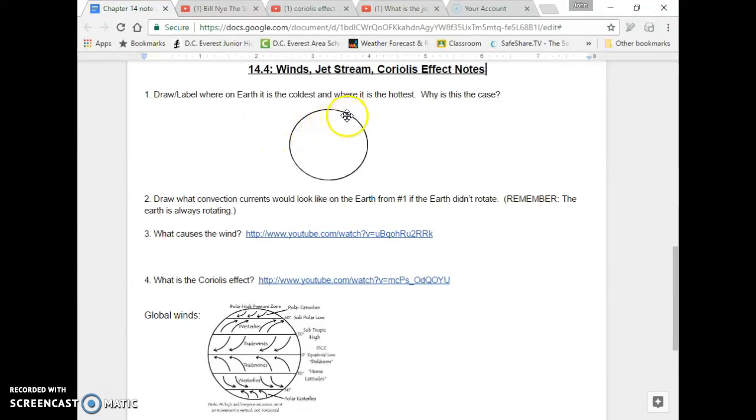Alright, so obviously we all know that it is going to be coldest up here and down here near the poles, and we have our warmest or hottest temperatures in the middle near the equator. That is the case, we know, because of the tilt of the Earth and how the sun heats the Earth. It's going to hit the middle portions of the Earth directly, so they're going to receive direct sunlight from the sun, and up here at the poles they're going to receive indirect sunlight, therefore not getting as warm.